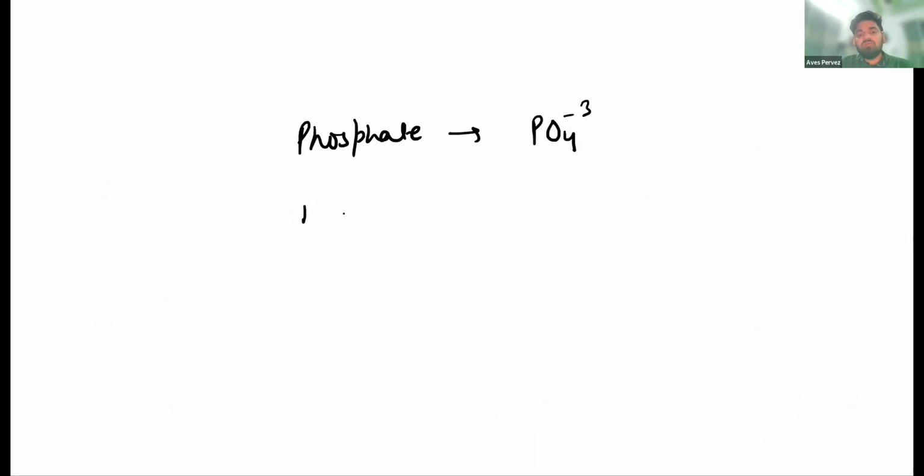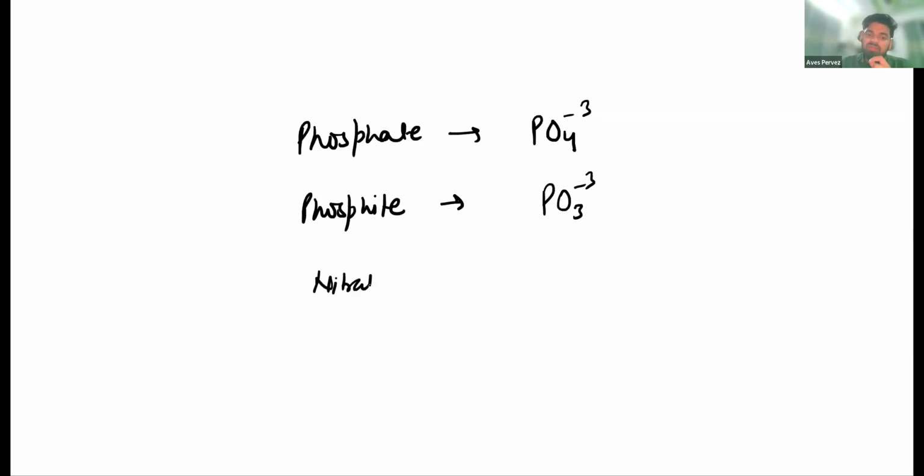And if I talk about phosphite, what should be the formula of phosphite? PO3. The valency is the same; valency does not change from phosphite to phosphate. Sorry, PO3. One oxygen will be less. Got it?